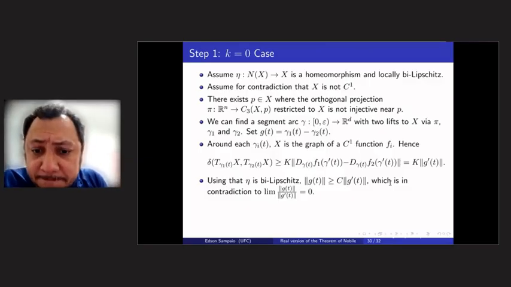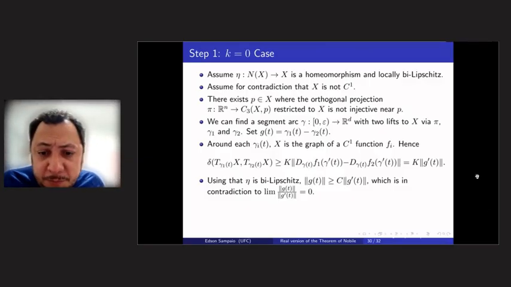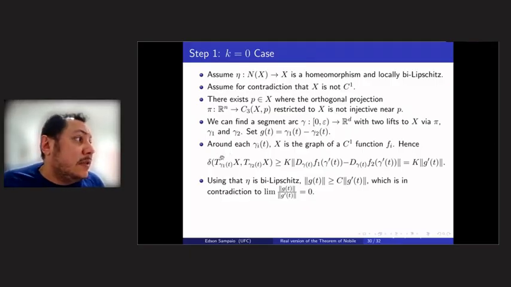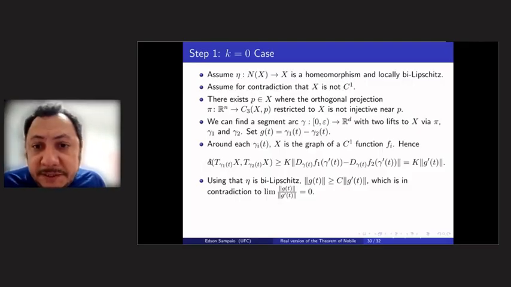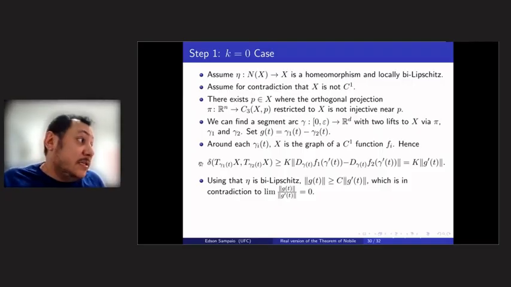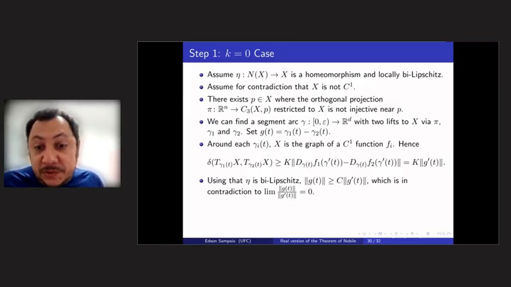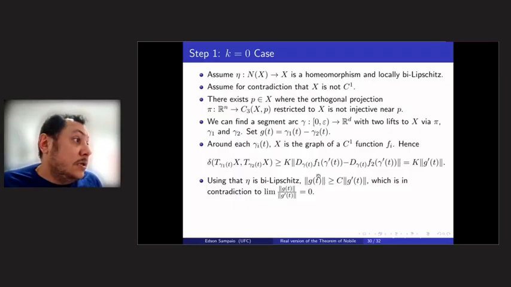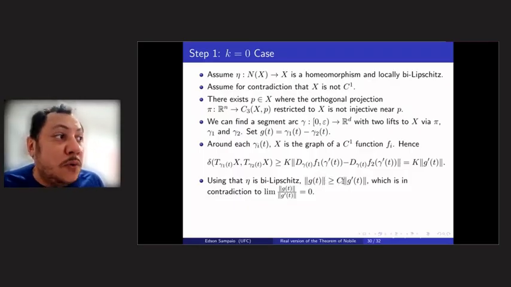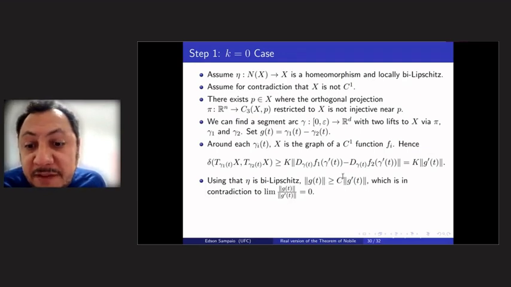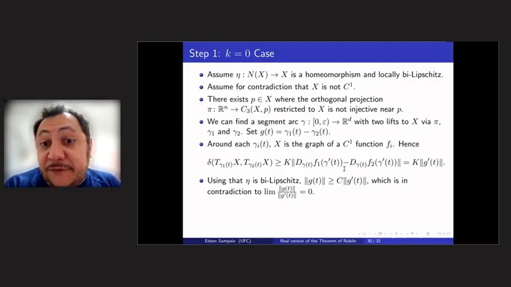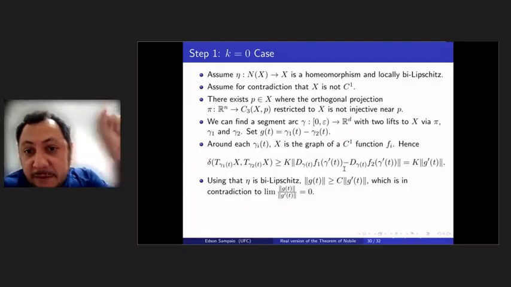And then I can now use that eta is bi-Lipschitz to obtain, for example, that delta is less than some constant. The distance in the Grassmann space, using that eta is bi-Lipschitz, is less than the norm of gamma 1 minus gamma 2. But gamma 1 minus gamma 2 at t is just g. So we obtain, for example, that the norm of g of t is greater than some constant times the norm of the derivative.